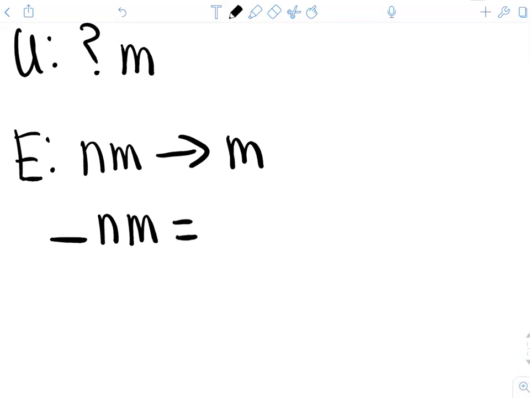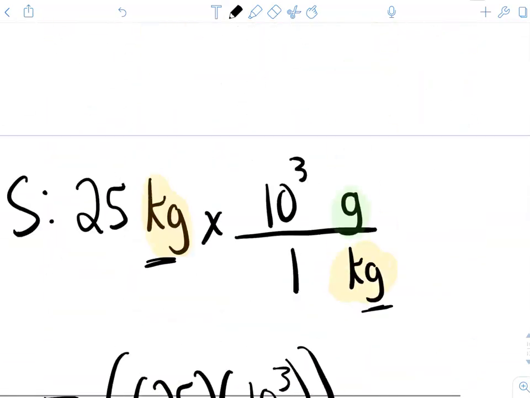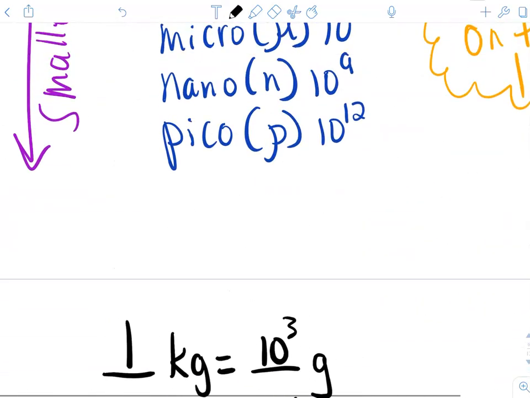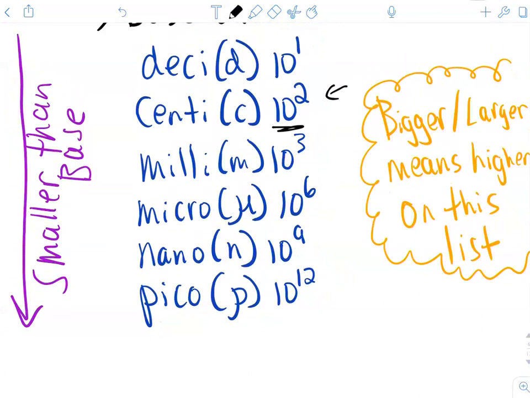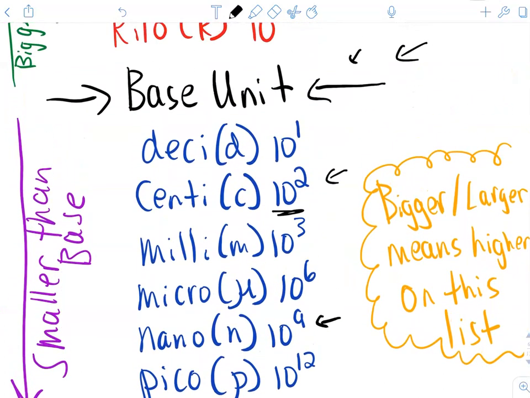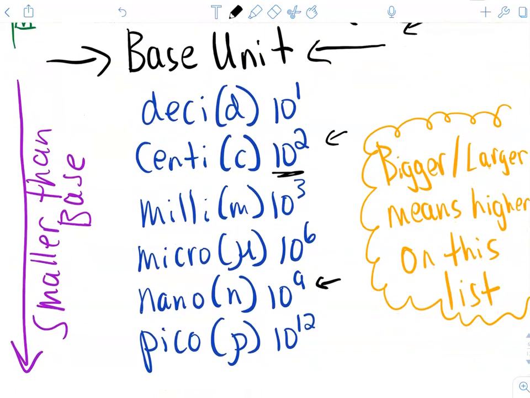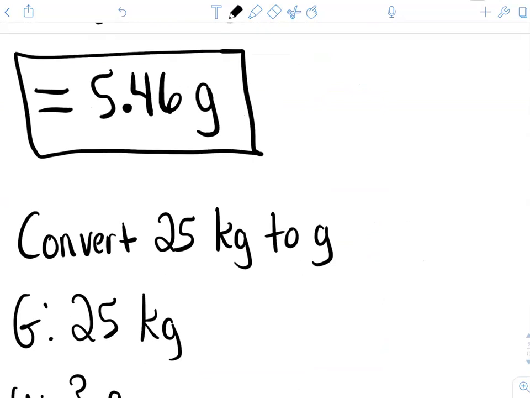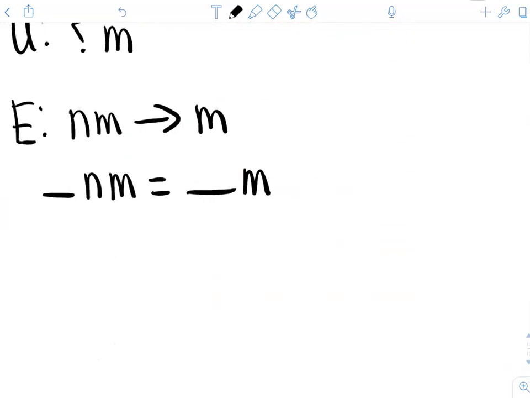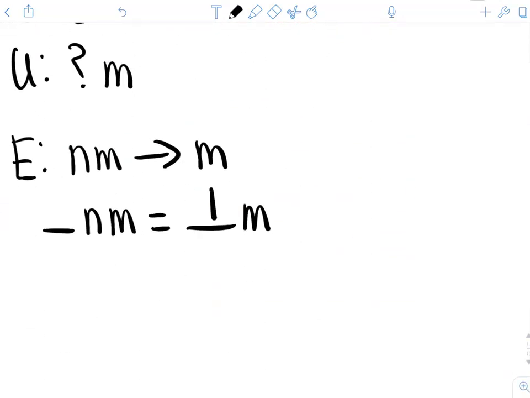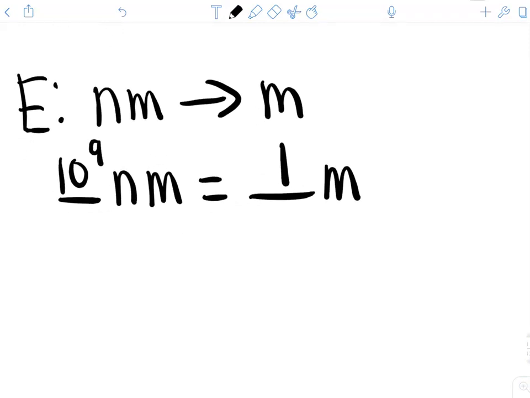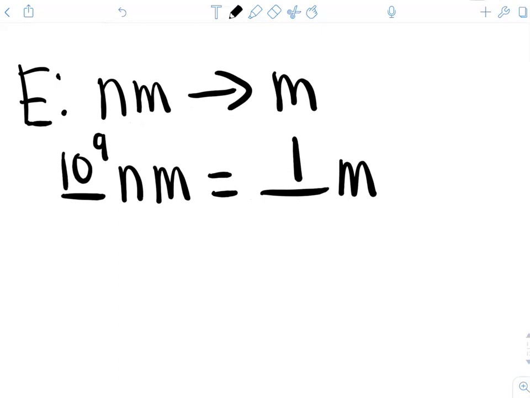Blank nanometer equals blank meter. I go up to my chart, and I figure out which one is bigger. So between nano and the meter, which one is bigger? In this case, it's meter, the base unit. So it is going to get a 1. And then the factor is going to go with nano, which is 10 to the 9th. And remember, what we're saying is that it takes 10 to the 9th nanometers to be equivalent to 1 meter.